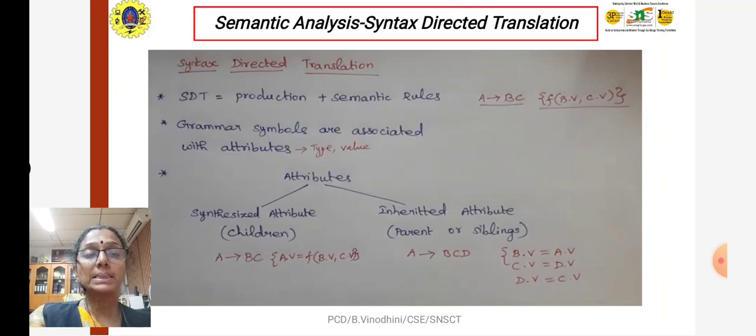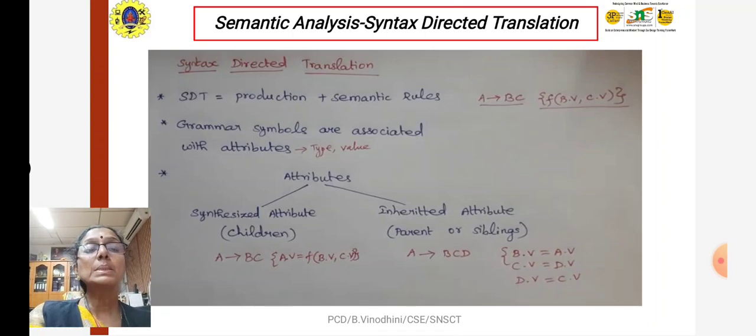So what is syntax directed translation? It is a combination of production plus semantic rules. Based upon the syntax directed translation, the parse tree is derived and a particular statement is verified as to whether it is semantically correct or not. So syntax directed translation equals productions plus semantic rules. Already you have the productions, and based upon those productions, the actions we have to take are combined in the syntax directed translation.